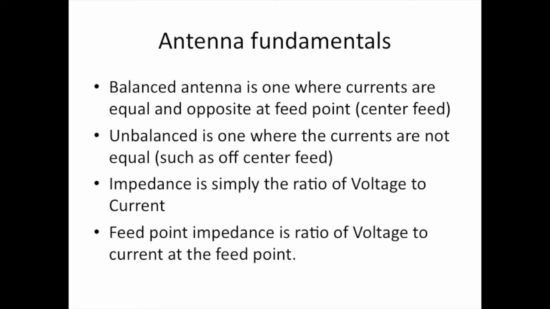And the impedance of an antenna is simply the ratio of the voltage to current, usually at the feed point, or any place on the antenna you can measure an impedance. And the impedance is simply, again, the ratio of voltage to current. At any point where you have a current and a voltage, there is a corresponding impedance. The feed point impedance is the ratio of voltage to current at the feed point.